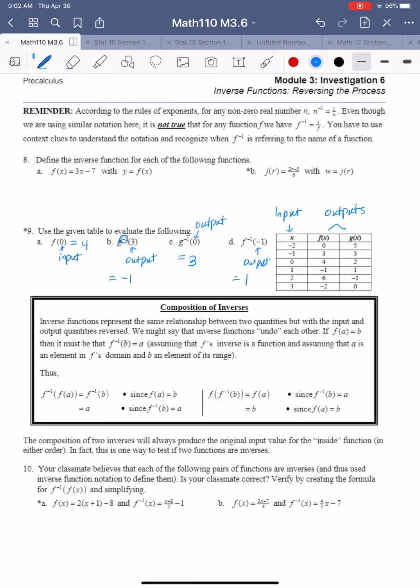Okay, and then composite functions. If the function is composed with its inverse function, whatever you put inside always comes out as it is. So the inverse composed with a function a should come out as a, and function composed with the inverse must come out as b.